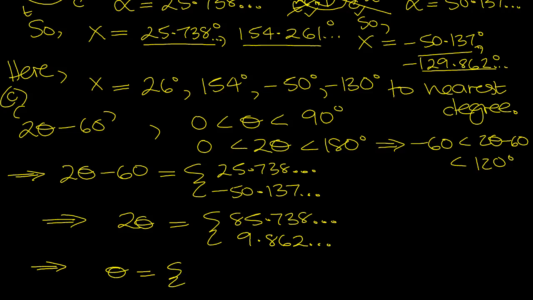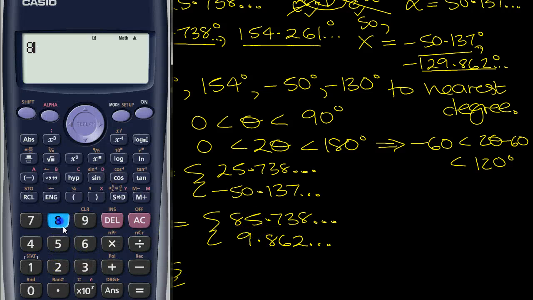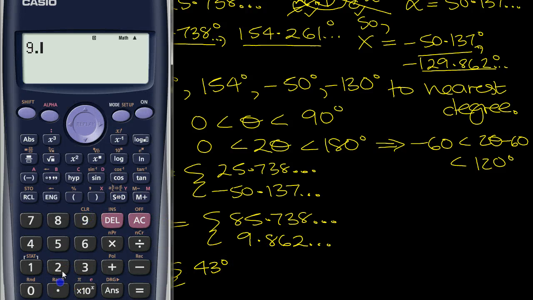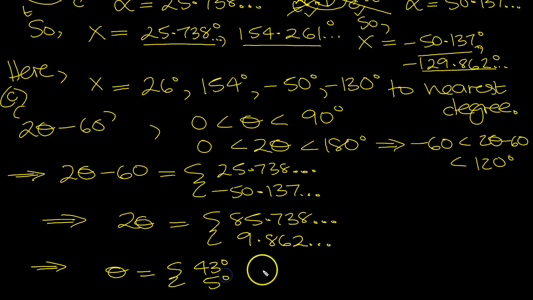So let's just tap that in the calculator so we've got no confusion. 85.738 divided by 2. 42.896, which is 43 degrees to nearest degree. And we've got 9.862. Let's just tap that in. Divide that by 2. And we get 4.931, which is 5 degrees to nearest degree.